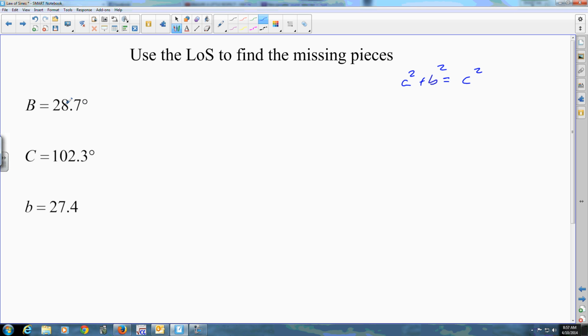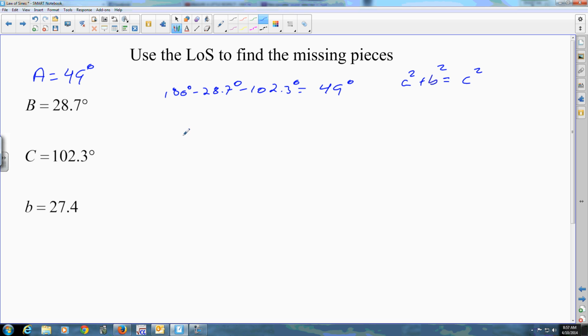So what you're trying to find are the missing pieces. Straight out of the gate, notice that you have two angles. All the angles in a triangle add up to 180 degrees, so you just subtract these from 180. Go 180 minus 28.7 minus 102.3, and I believe you come up with 49 degrees. So right away, you know angle A is 49 degrees.